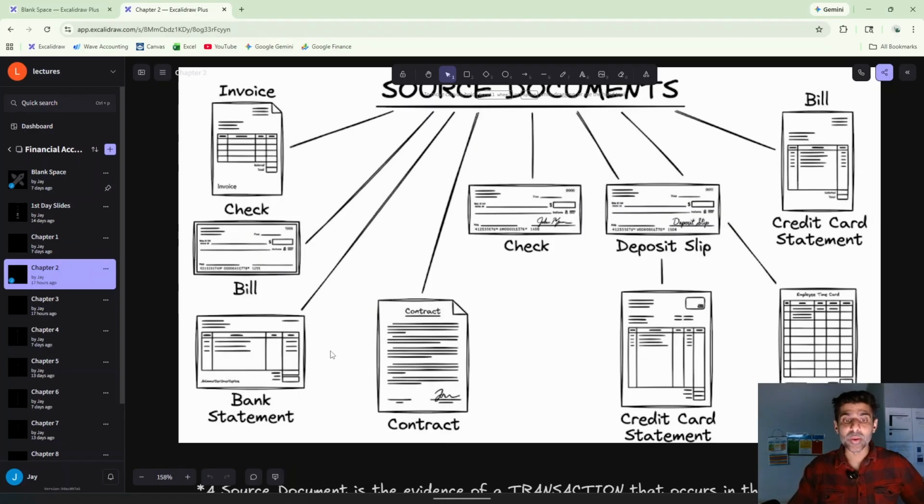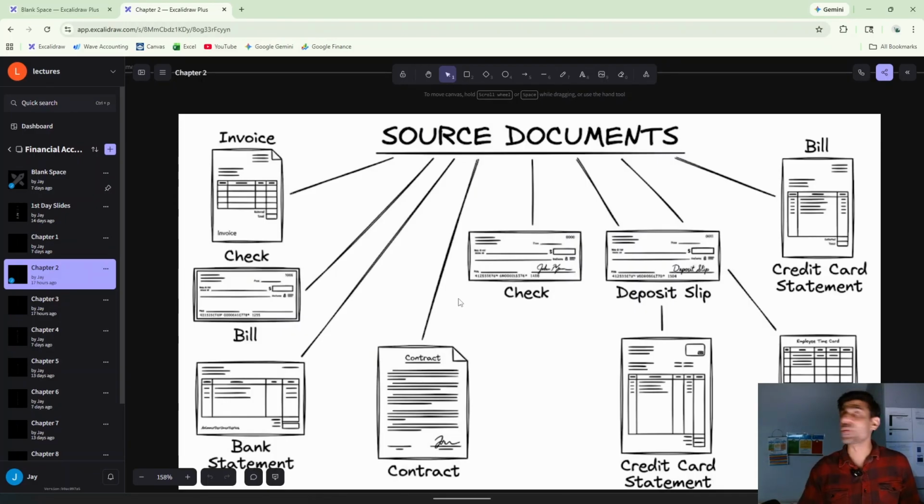Deposit slip. When you go to the bank and you put in money, they're going to give you a little slip that shows that you made a deposit. Your credit card statement. So all these are examples of what we call source documents. That's what's telling us what's happening, and then we, as the accounting department, are going to convert those source documents into a description of what happened and then a journal entry.